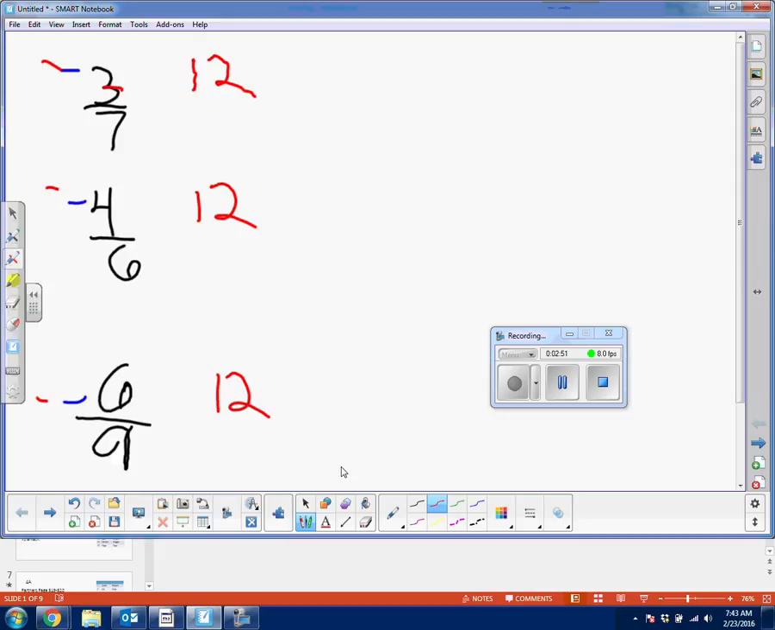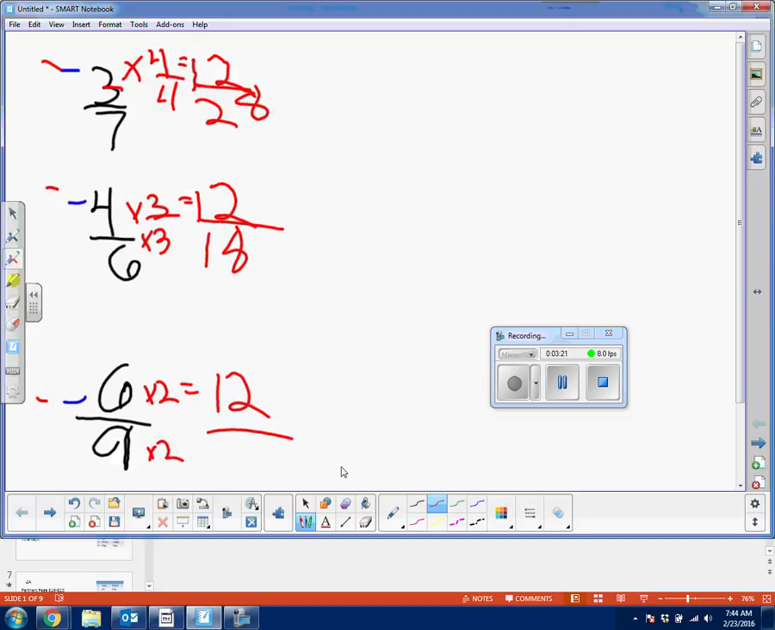Well, I should know that if I multiply by 4, that equals 12. If I multiply by 3 here, that equals 12. And if I multiply by 2 here, that equals 12. But now I have to multiply the bottom, the denominator, by the same number. So 7 times 4 is 28. 6 times, you guessed it, 3 is 18. And 9 times 2 is also 18. Interesting.